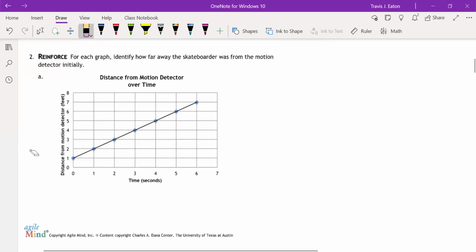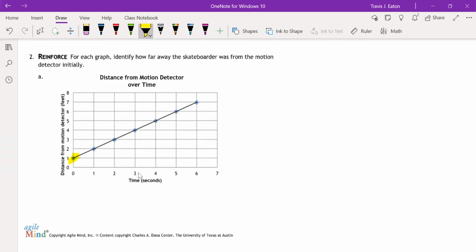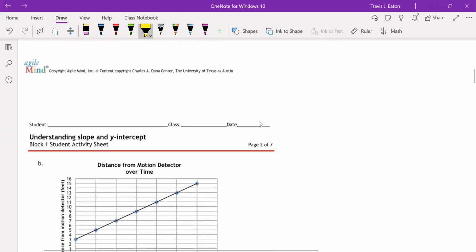Yes, the skateboarder starts at 1 foot away from the motion detector, right here. Why isn't it letting me draw? Come on, there we go. Okay. 1 foot away from the motion detector. All right, so let's continue on to the next one.